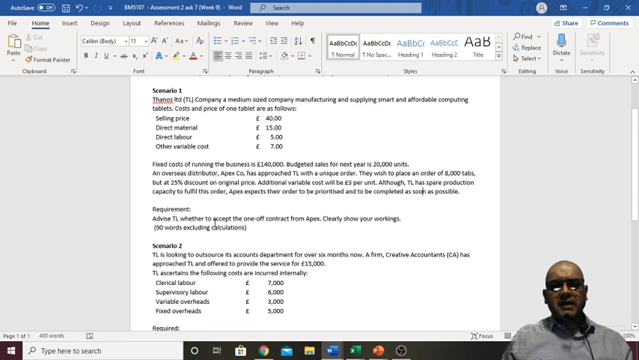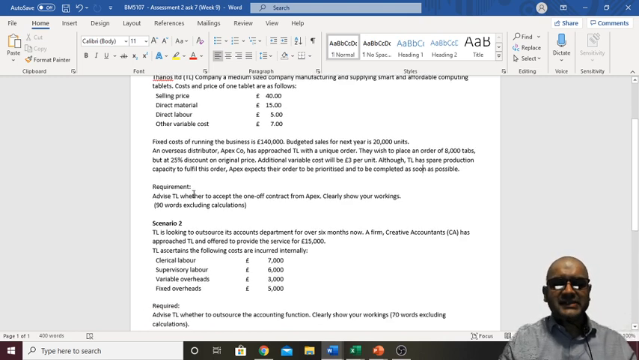Thanos Limited is a medium-sized company manufacturing and supplying smart and affordable computing tablets, and the costs given for the current business are as follows. Selling price is £40, so they're selling tablets for £40 each. Direct material for each unit of tablet is £15. Direct labor is £5, and other variable cost to produce one unit is £7. Fixed cost for the entire business is £140,000. Budgeted sales for next year is 20,000.